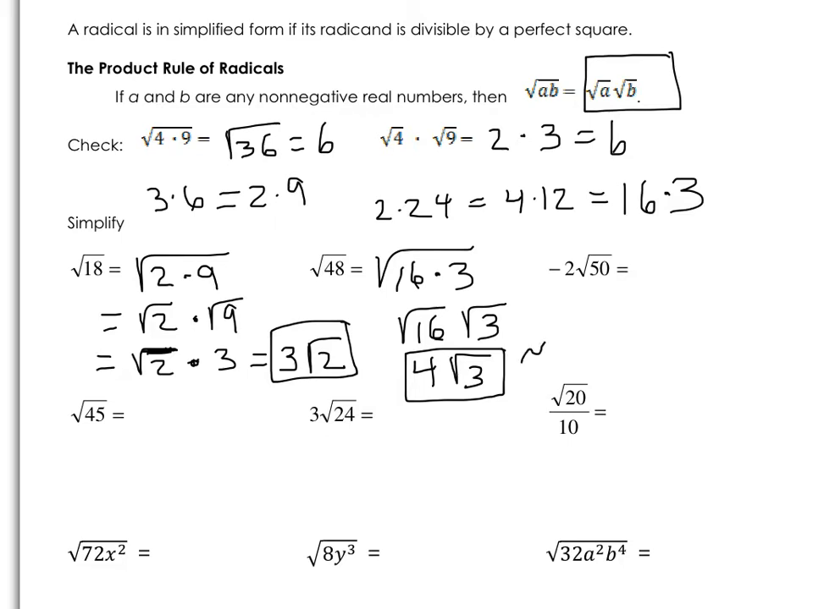4 radical 3 is the exact answer. That is approximately equal to 6.928. That is an approximate answer. We usually want exact answers.